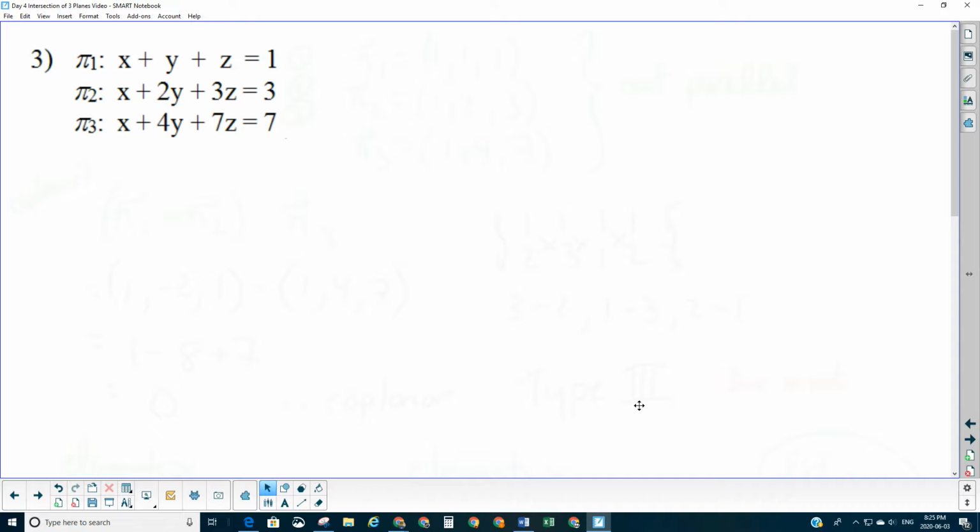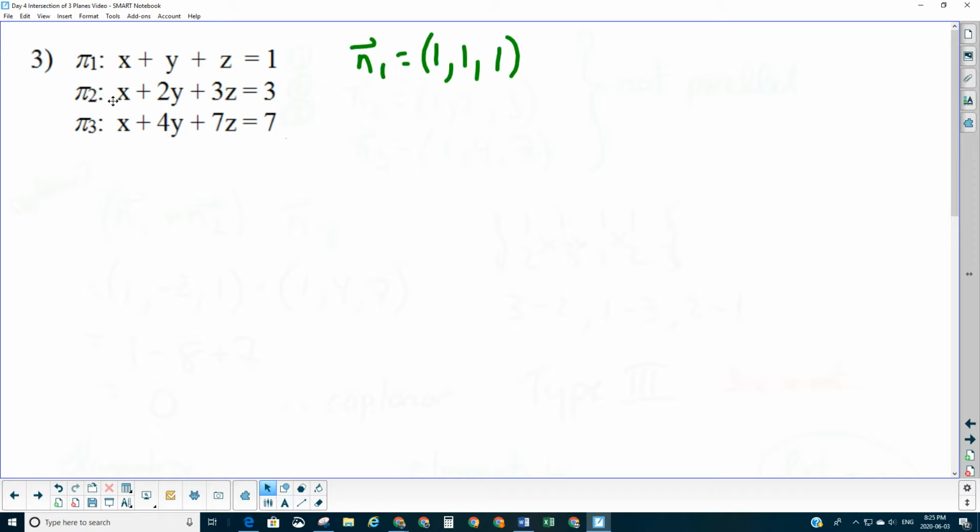Our next example then is example 3. Three new equations for planes, plane 1, plane 2, plane 3. And as always, we're going to want to identify the type, so we should check first to see if they are parallel. So N1 is 1, 1, 1.